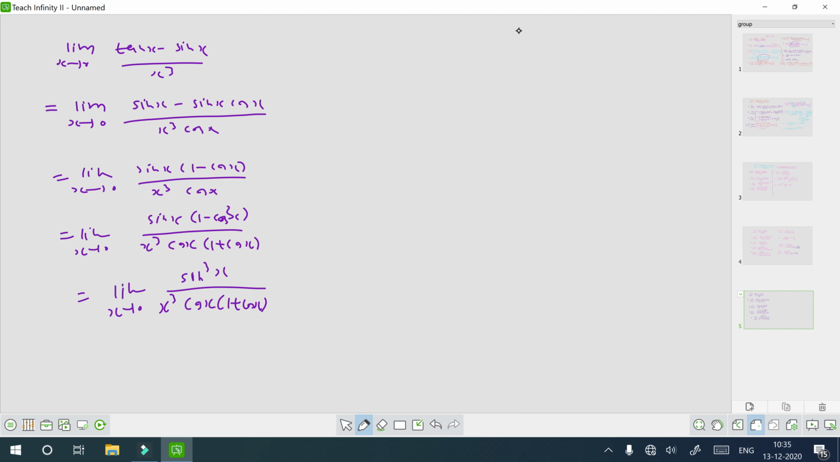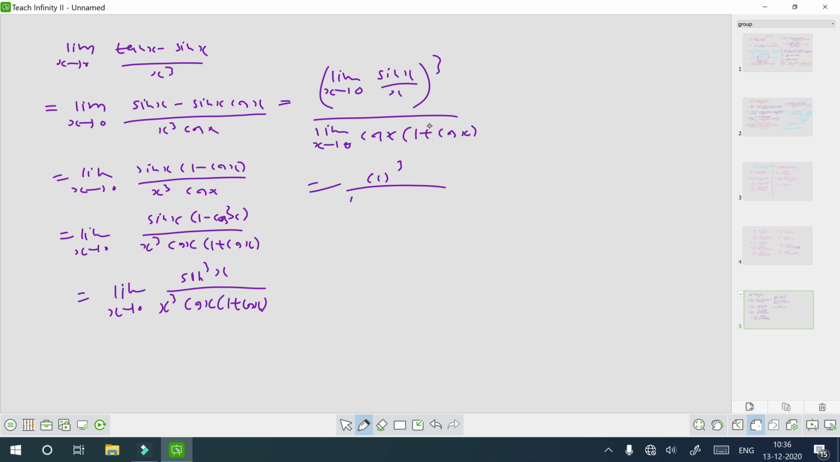So how to solve this one? That is equal to the limit x tends to 0 of sin x over x whole cube. Yes or no? Yes. Over the limit x tends to 0 of cos x into bracket 1 plus cos x. Clear? That comes out 1 cube over 1 into 1 plus 1. Once again it comes out 1 by 2.